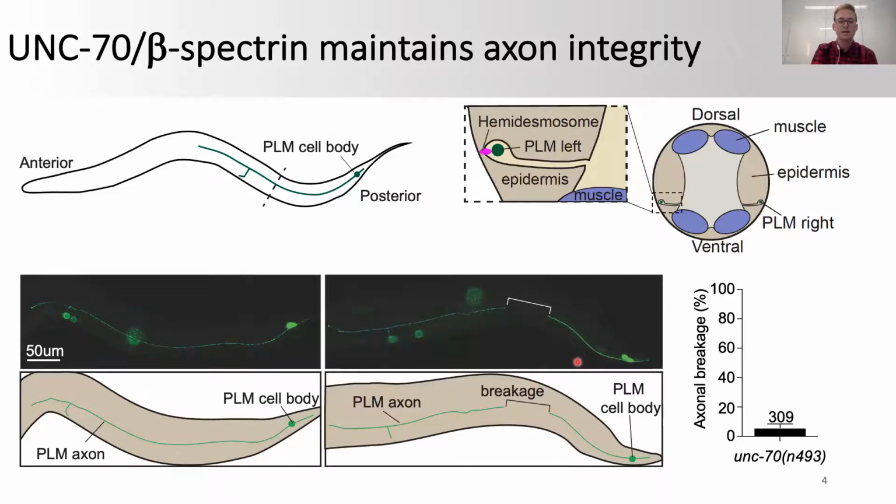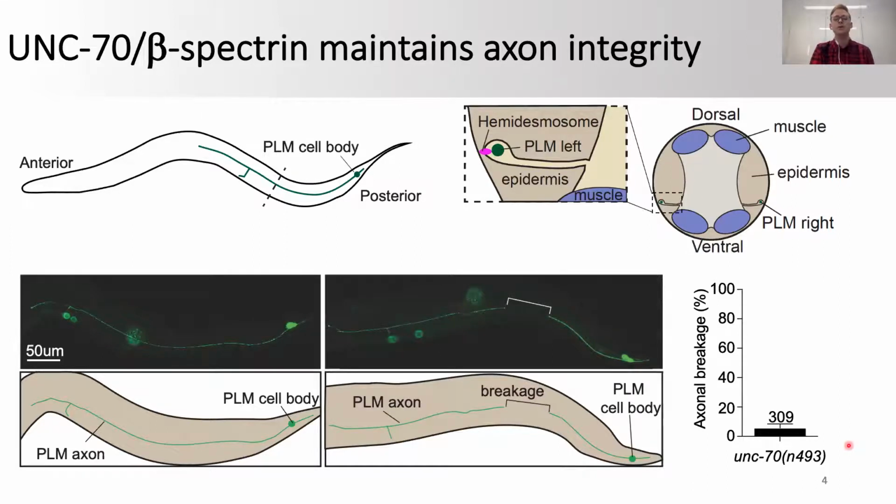So this is an example of two siblings carrying a semi-dominant mutation in UNC70, which affects tetramerization with alpha spectrin. And we see a very low penetrance of axonal breaks in this animal. It's a very mild phenotype, but it's completely distinct from wild type. So in 5 to 7% of animals, we see this very low rate of axonal breakage. This is an example of these breaks. And this is a sibling with the same genetic background. And most of the animals look like this with a completely intact PLM neuron.